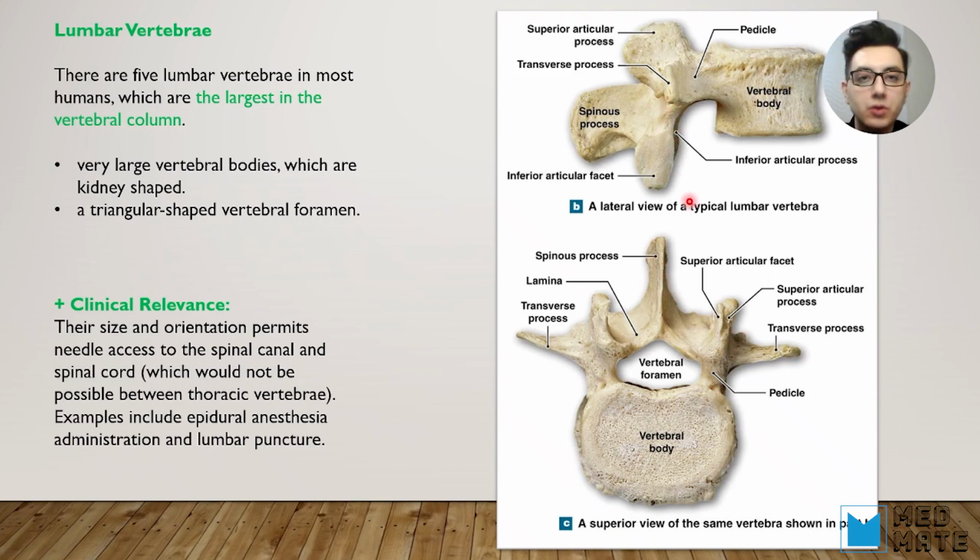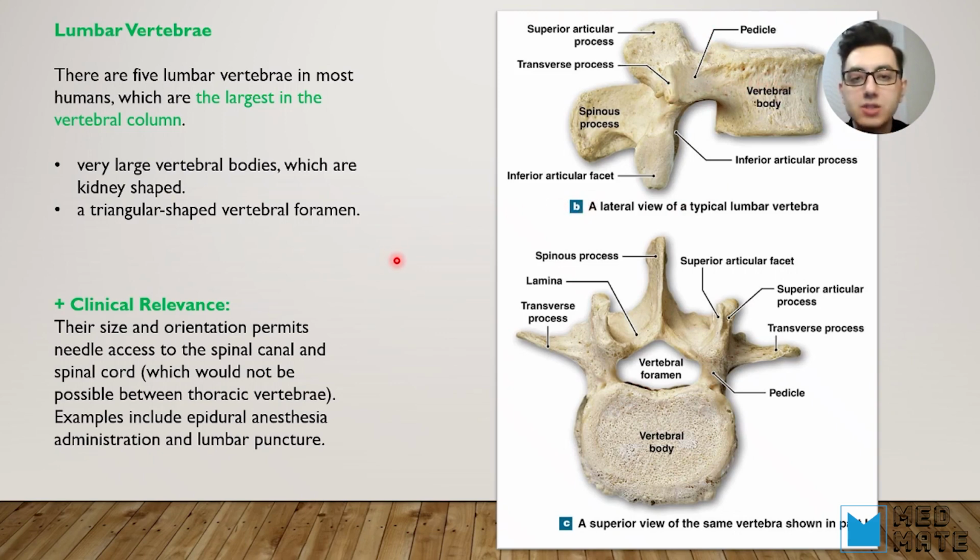So I told you earlier that we have 2 articular processes, superior articular process and inferior articular process. Since we are having the lateral view of a typical lumbar vertebrae here, you can see that there are 2 of them. You can see again the pedicle here, which is connecting the vertebral body to the transverse process.